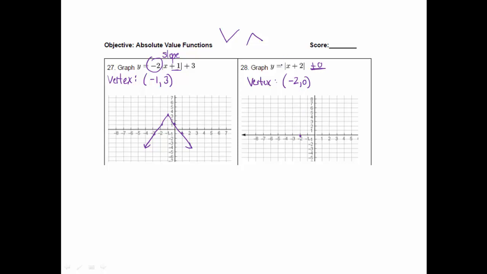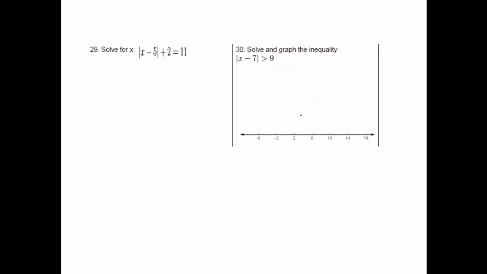If there's no number in front of here, we're going to put a 1. And again, that's going to represent my slope. So from here, I'm going to go up 1 over 1, up 1 over 1, up 1 over 1, up 1 over 1. So it's creating that V once again. And there we go.